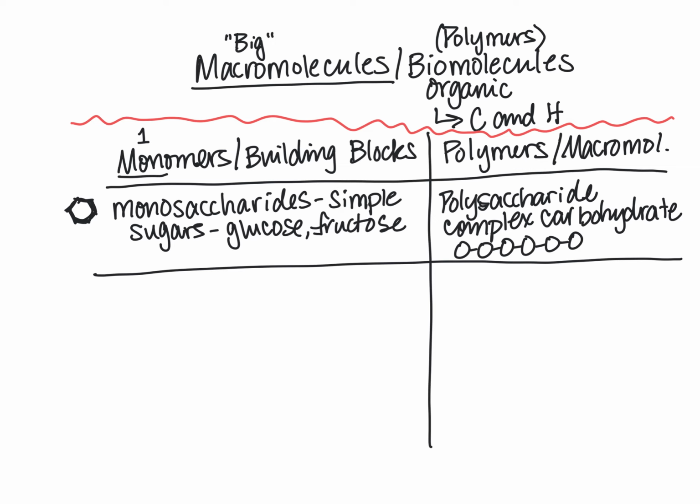The next one we'll talk about are proteins. And so a protein is a macromolecule, and it is made up of monomers known as amino acids. All right, and once again, think of the amino acids as their own smaller molecule, and the protein is just a whole bunch of amino acids bonded together.